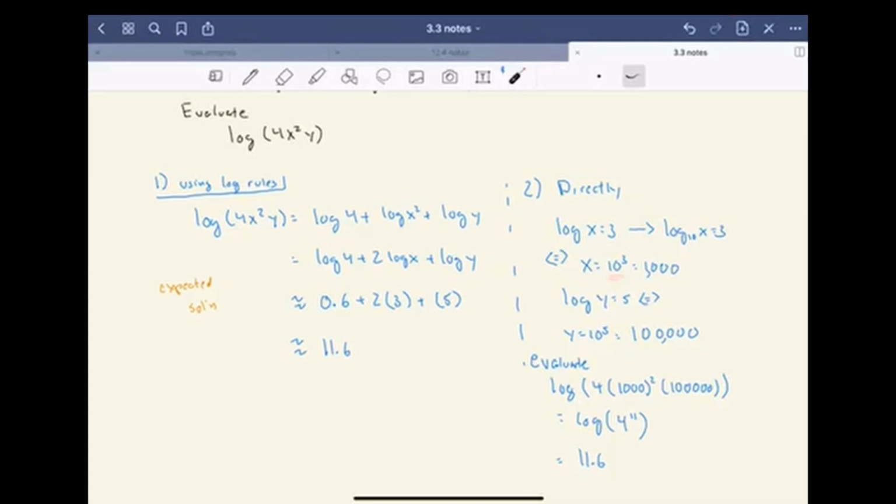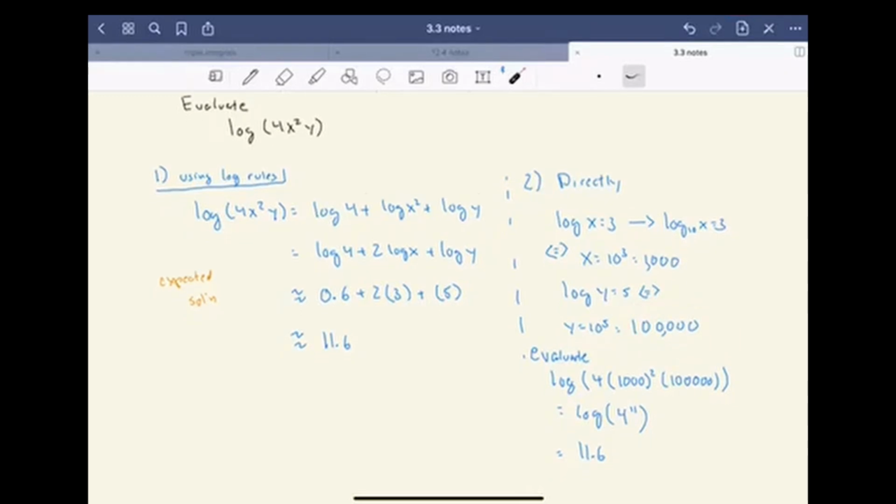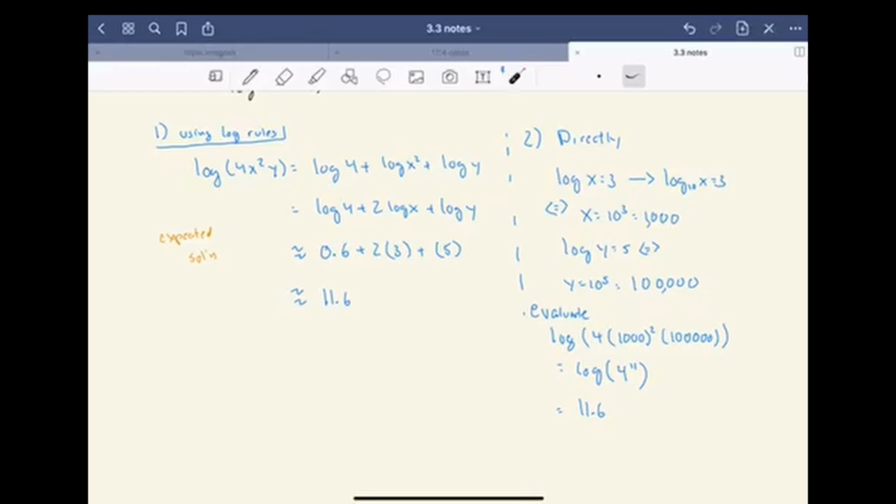10 to the third is 1,000. So that's what x has to be. x has to be 1,000. Similarly, if log of y equals 5, then y has to equal 10 to the 5, or 100,000. Now, if you plug that into your calculator, 4 times 1,000 squared times 100,000, it's going to ask you for the log of 4 times 10 to the 11th.